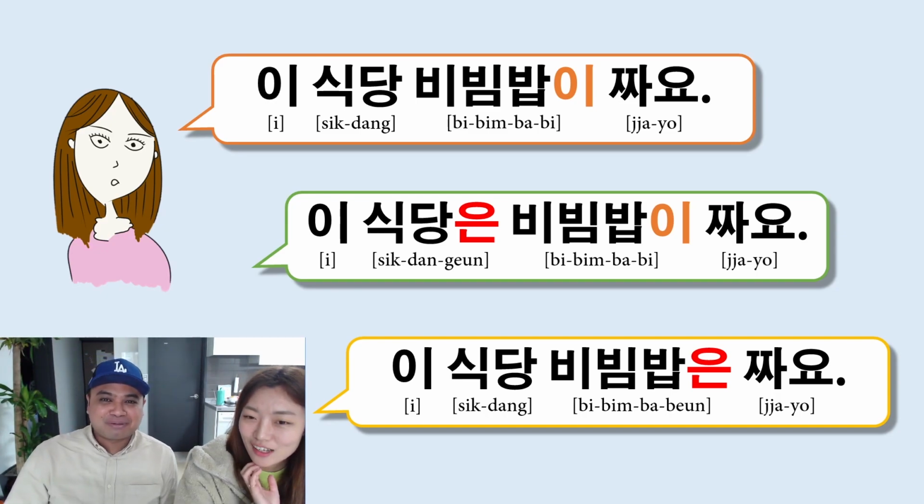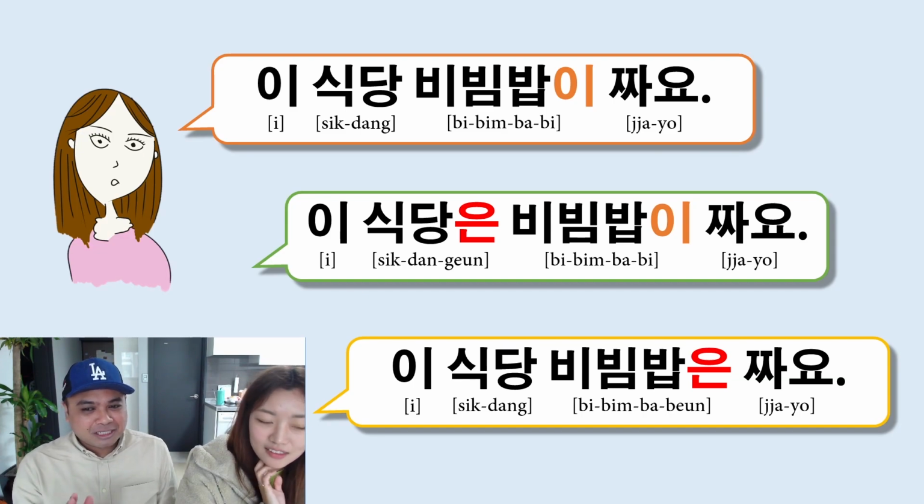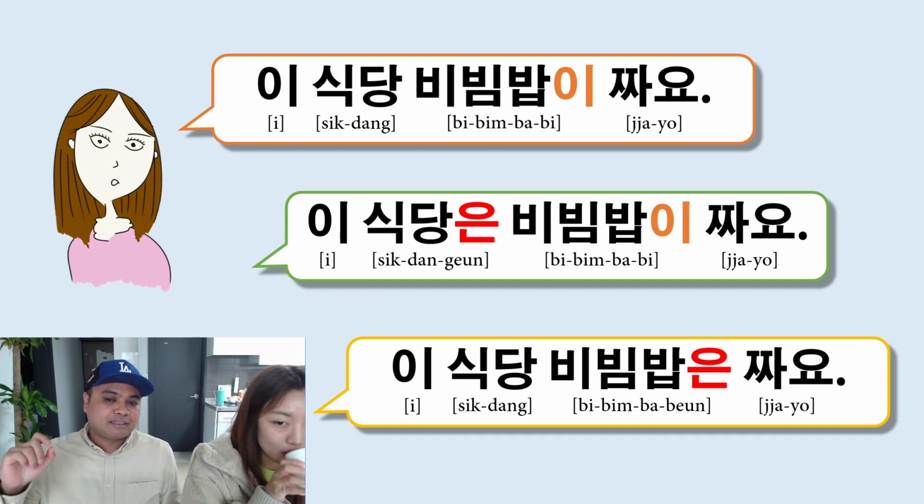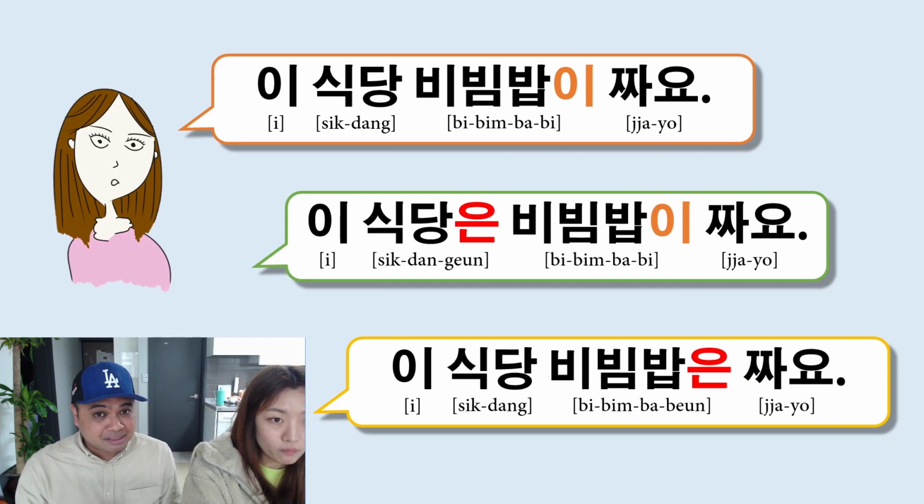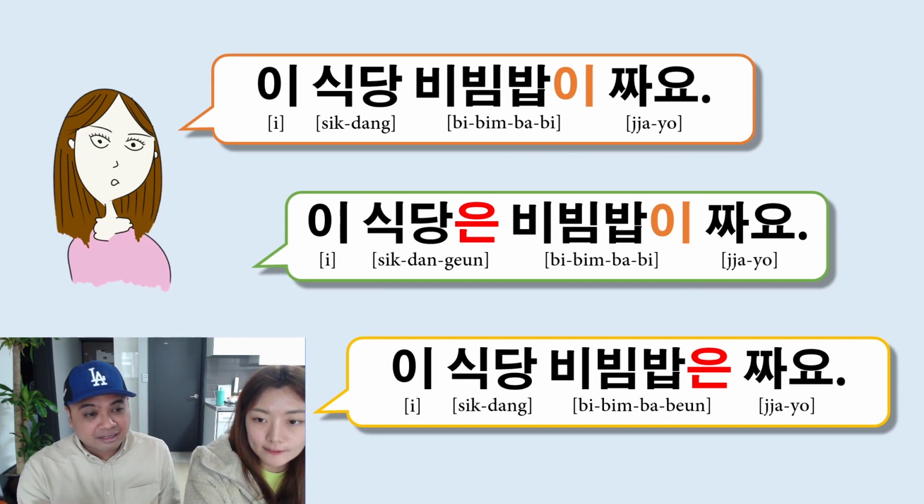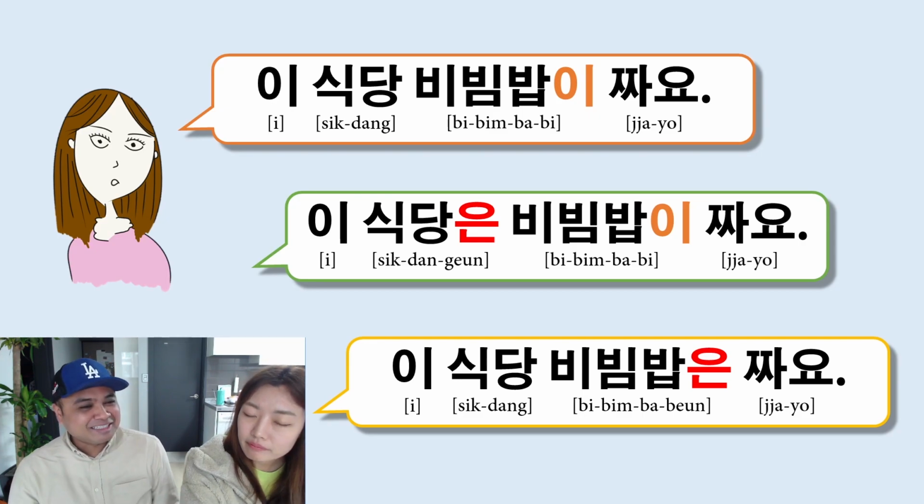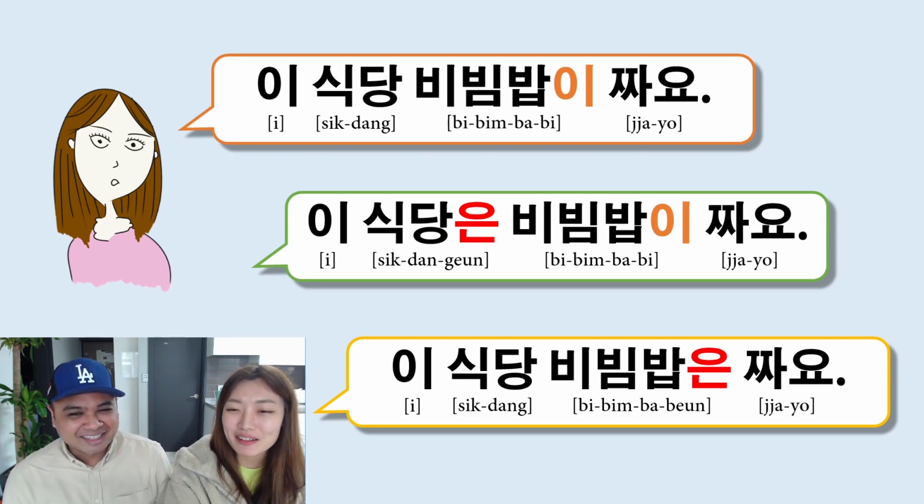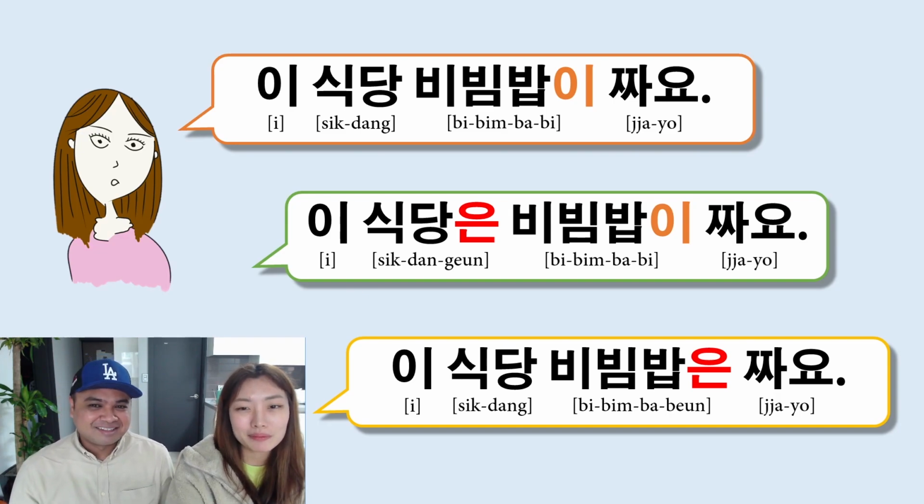Finally, it took 2 weeks, but we got it. So here, if you attach 은 to bibimbap, you're saying bibimbap is salty, but the other items are not salty, right? You just said that. Yeah, maybe. 이 식당 비빔밥은 짜요.